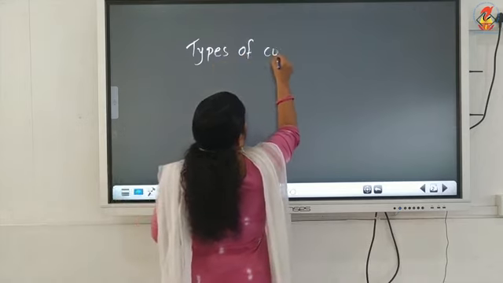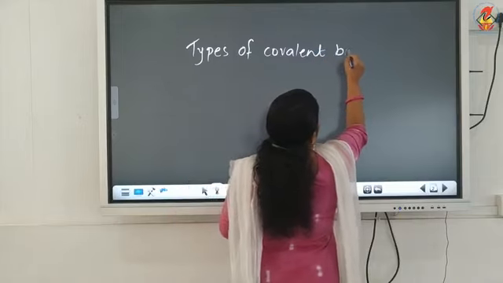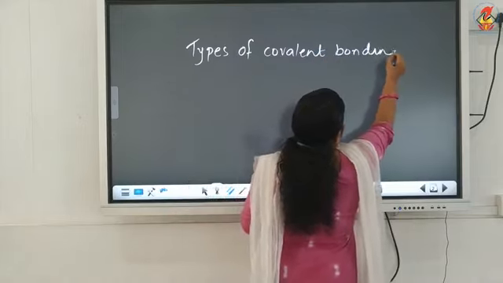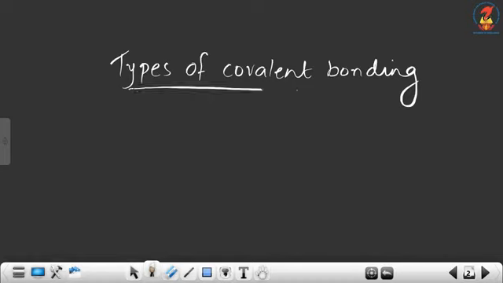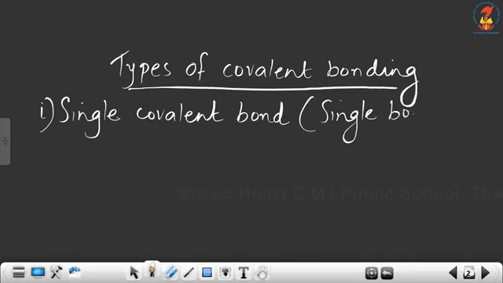Types of covalent bonding. We have three types of covalent bonding. Let's start with the first one: single covalent bond, or we call it a single bond.